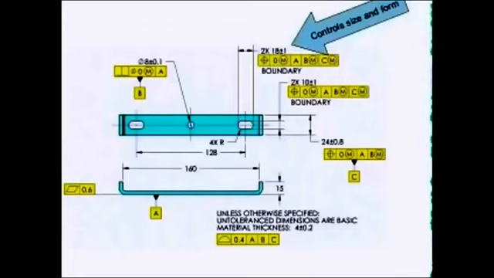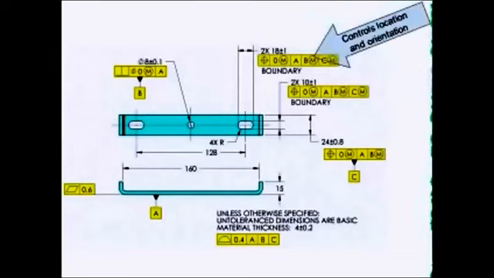The size limits are controlling the size and form of the slot, although what is actually allowed on the radii is a little fuzzy. The position tolerance controls the location and orientation of the slots to the datum reference frame.